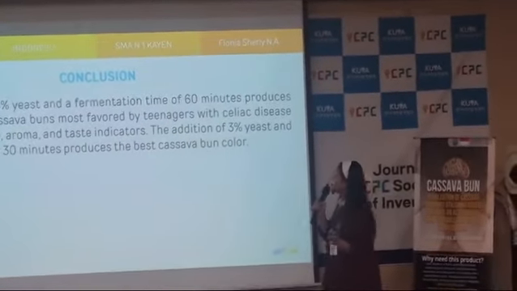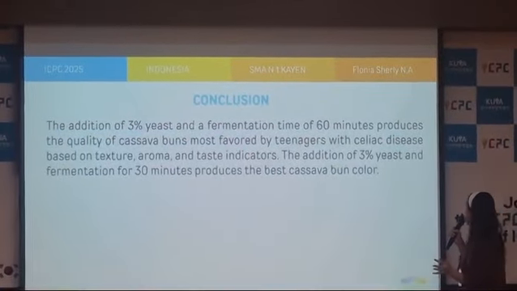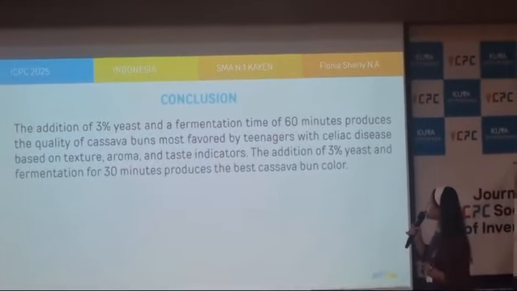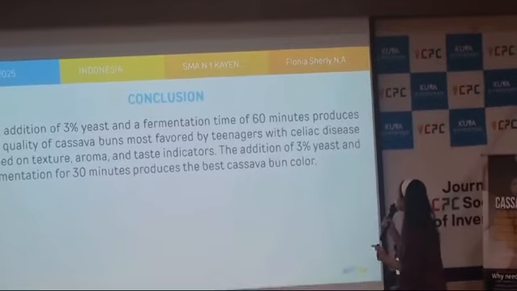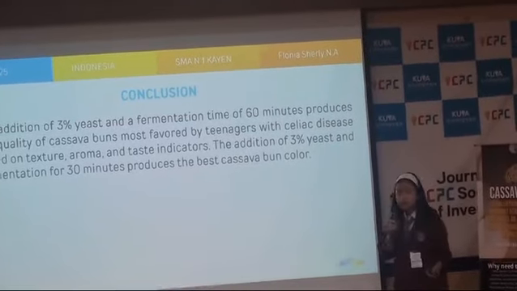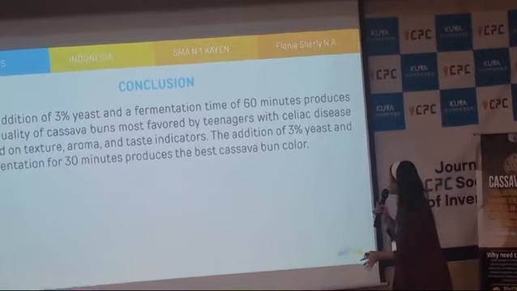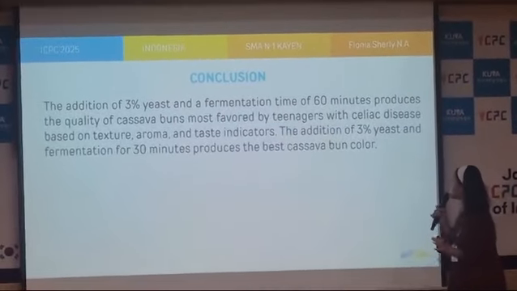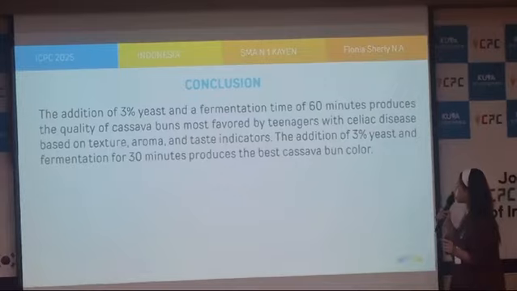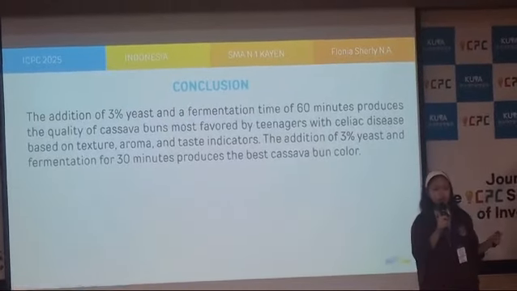The addition of 3% yeast and a fermentation time of 60 minutes produces the quality of cassava bean most favored by teenagers with celiac disease based on texture, aroma, and taste indicators. The addition of 3% yeast and fermentation for 30 minutes produces the best cassava bean color.